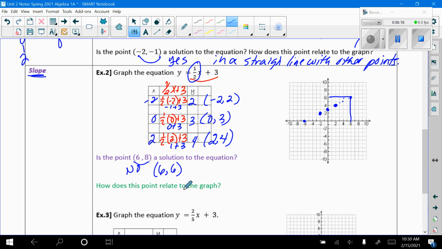Does this point relate to the graph? It is not on the line. Okay, so 6, 8 is not on the line. It's actually above the line. Then graph the next one.